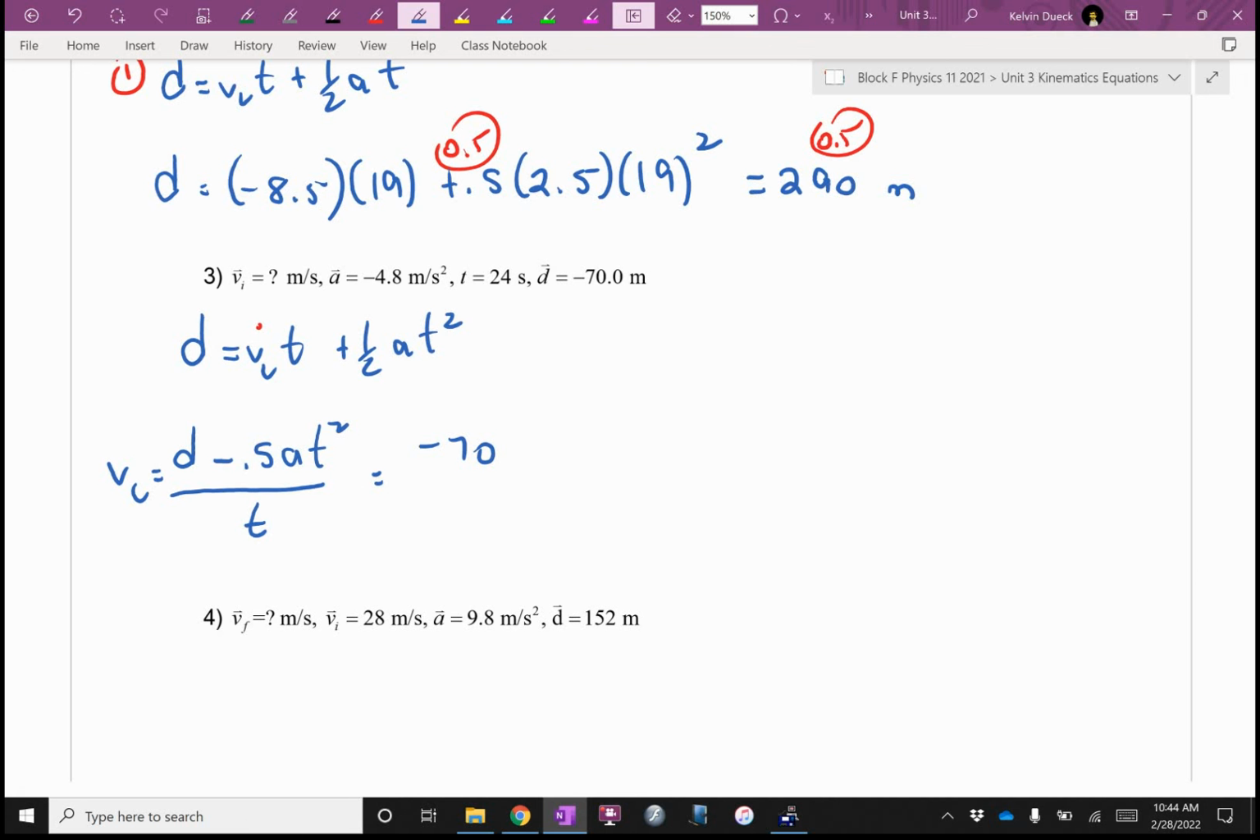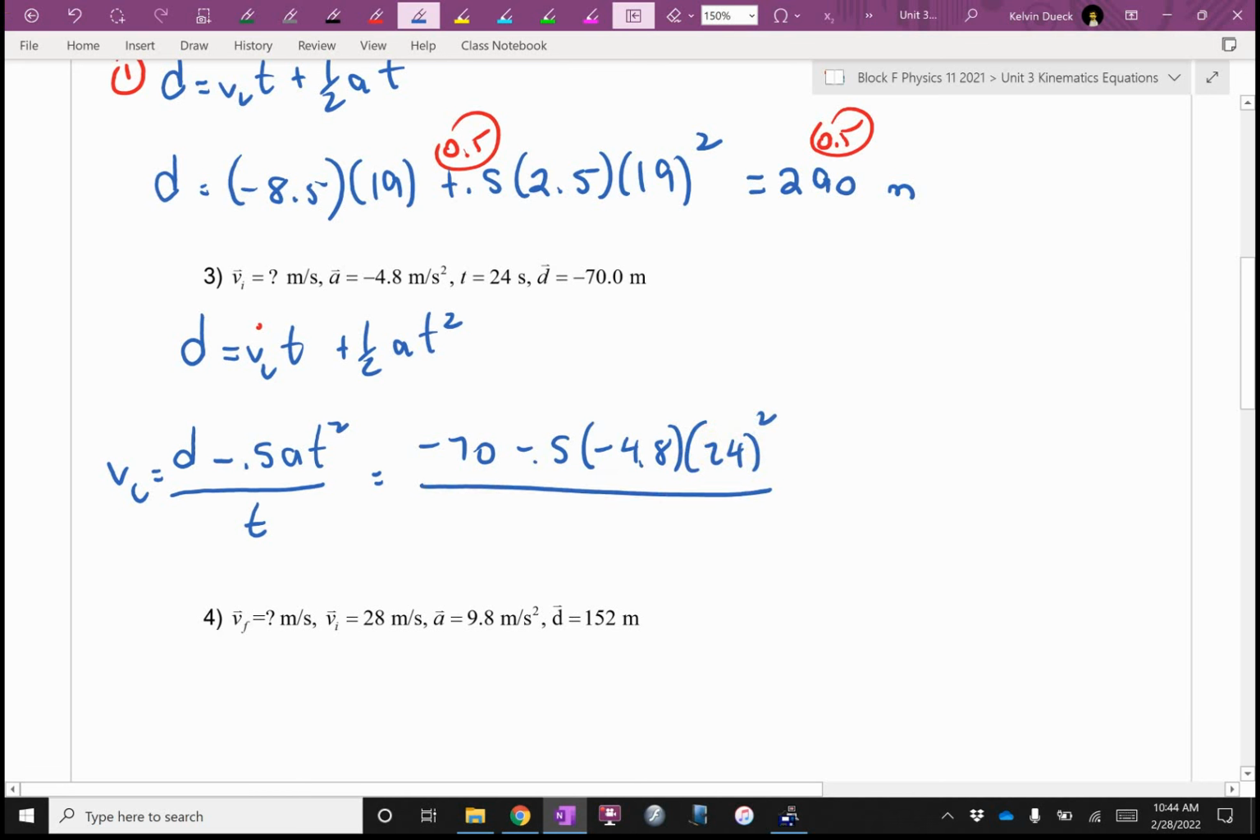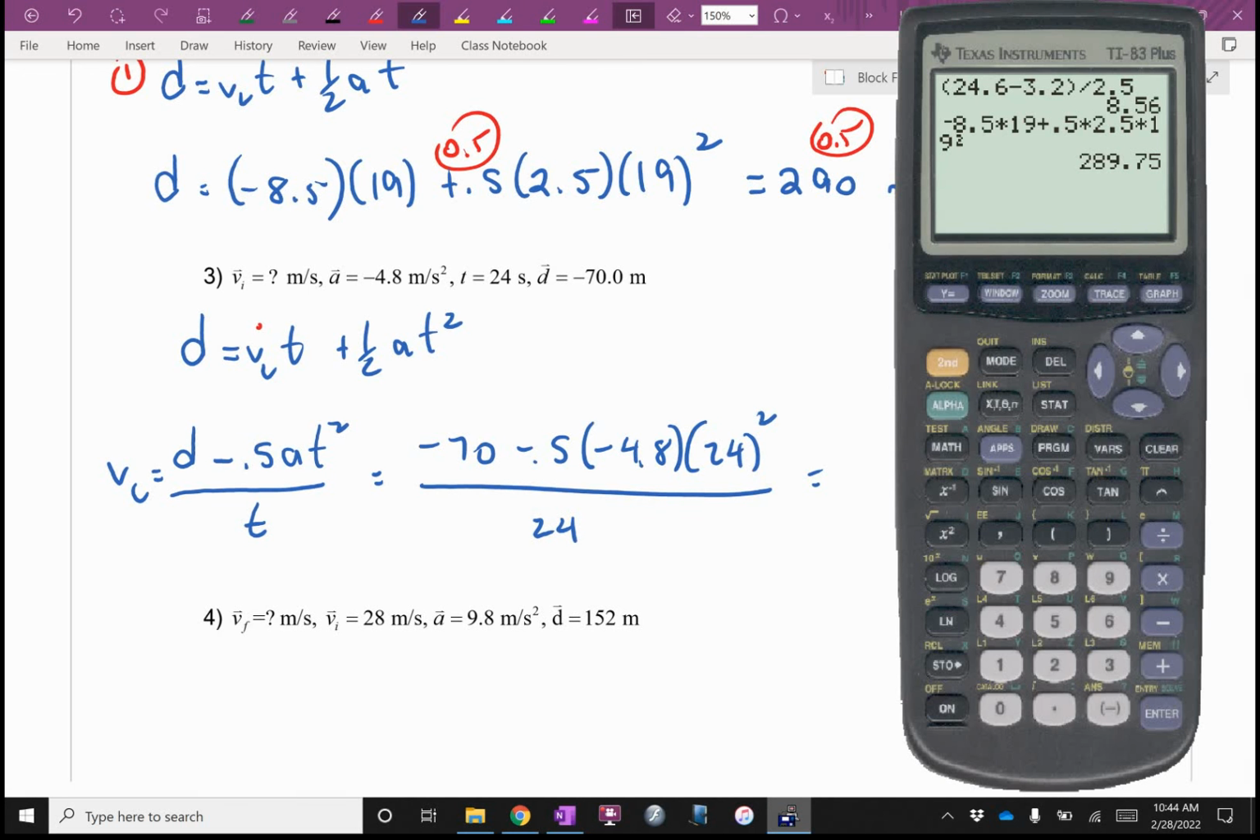We started back there somewhere. Minus 0.5, negative 4.8, 24 squared, and we're accelerating backwards, divided by 24. I have no idea what our initial velocity is. Sorry, I said we started 70 meters behind from where we started. No, we ended up 70 meters behind from where we started. That's our displacement. Negative 70 minus 0.5 times negative 4.8, we're accelerating backwards.